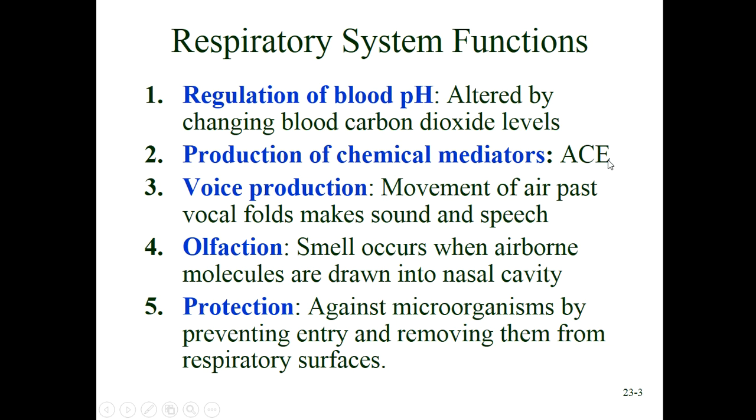Production of chemical mediators. This is a pretty minor point, but part of our blood pressure regulation system depends on this enzyme, angiotensin converting enzyme. Remember that from the blood chapter? ACE, as in ACE inhibitor, right? That's a function of the lung. Voice production, like we talked about in class.